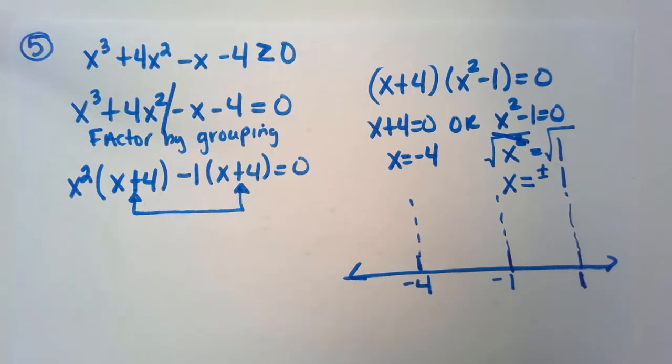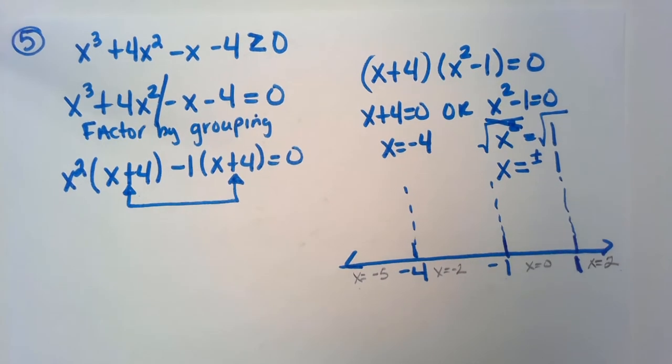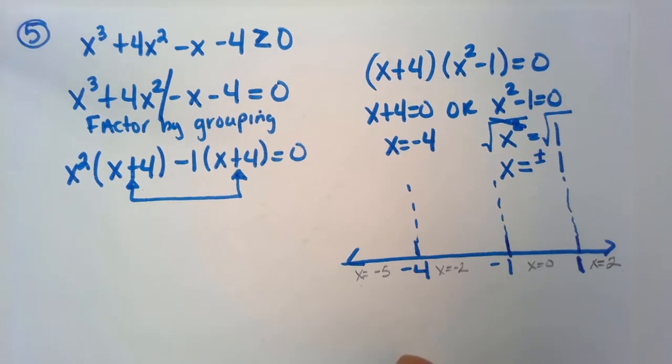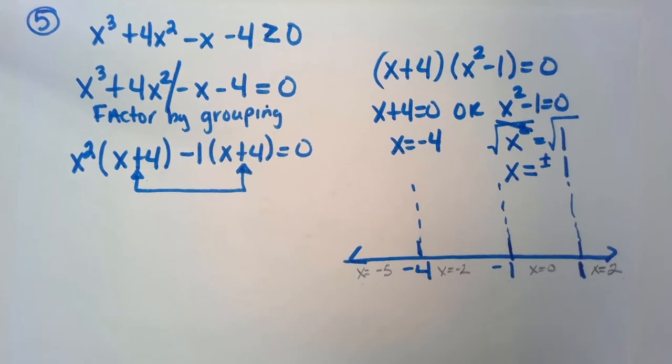So let's plug some values in before the -4, between -4 and -1, between -1 and 1, and after the 1. So I'm going to say when x is -5, when x is -2, when x is 0, and then when x is +2. It can be any number, but it has to be between those allotted boundaries.